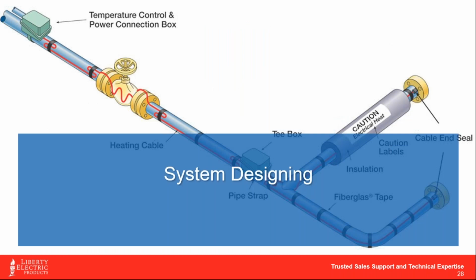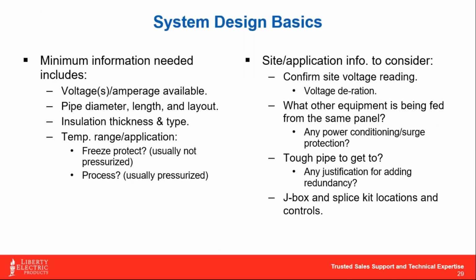All right, so system designing. When we talk about system design basics, there's some minimum information that you definitely have to acquire before we can even figure out where to dial in the power output of that heat cable. And really it all comes down to, what voltages do you have available? How much amperage can you pull out of that panel, let's say? If you've already got a panel that's at 70% capacity, those are the things we need to think about before putting together a heat trace system with 6 circuits on it. So, pretty basic.